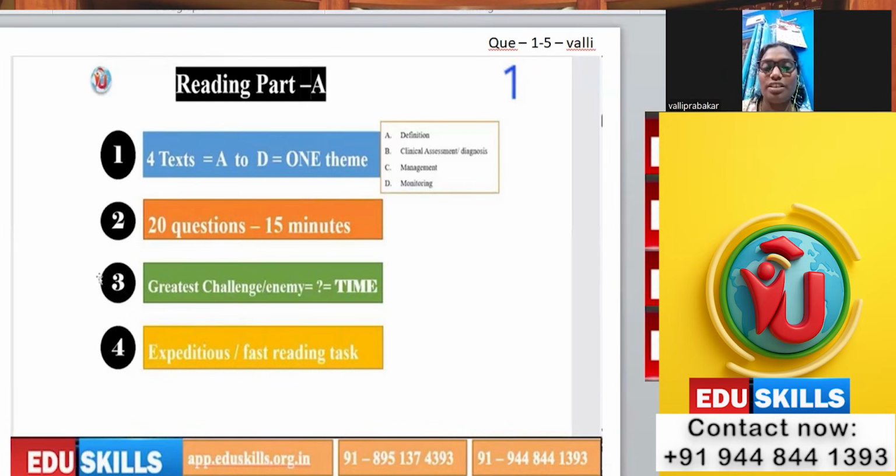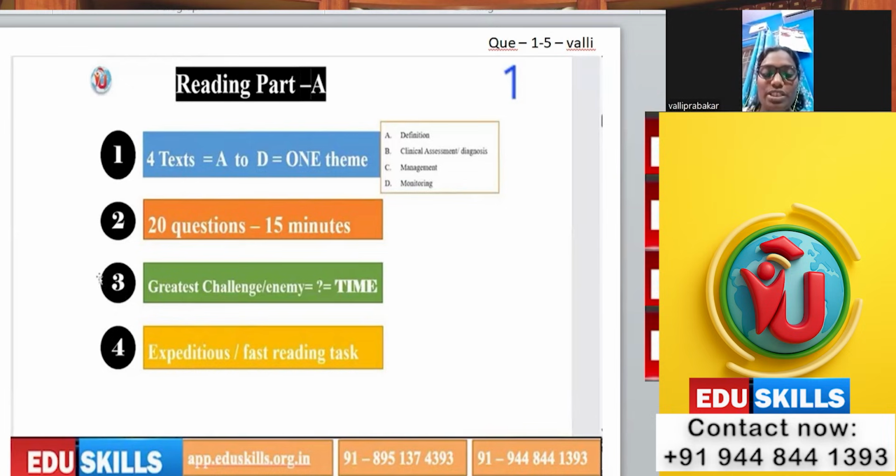In that, further strategy: at least we have to finish Reading Part A in 10 minutes or else 12 minutes. Our greatest challenge is time. So this is the greatest enemy also. Then we have to do an expeditious reading or fast reading task. This is in Reading Part A.